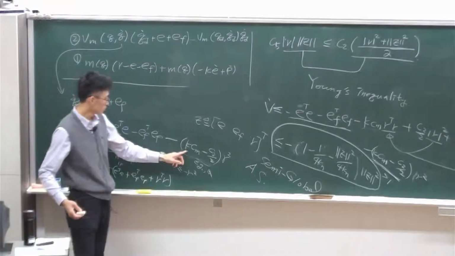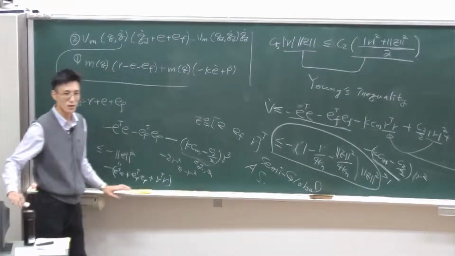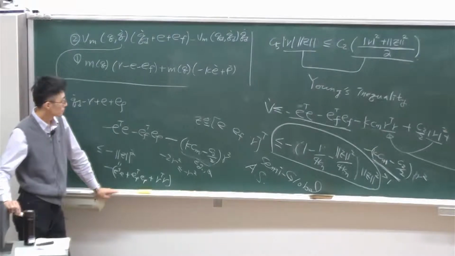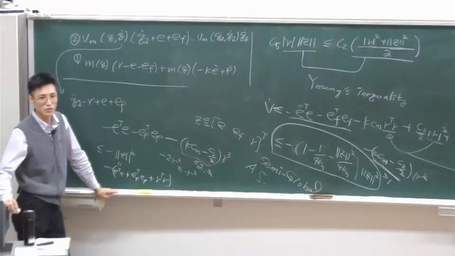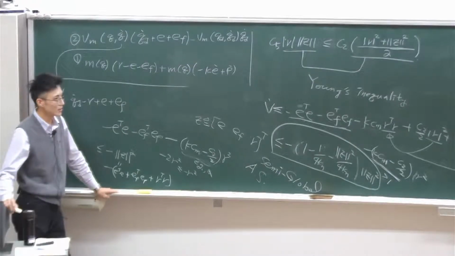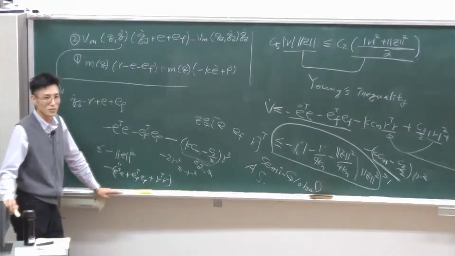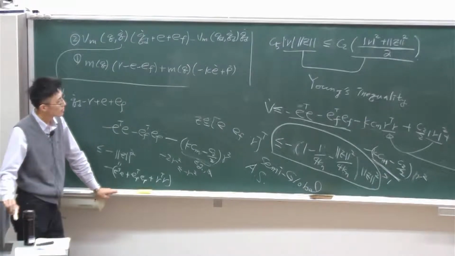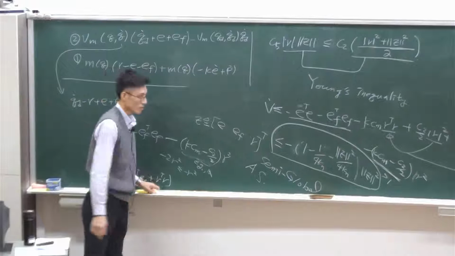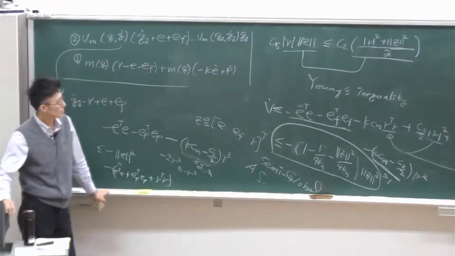Which means you need to select your gain as large as possible. In the control system, usually you select the gain as high as possible, not as small as possible. And here's another very important question.